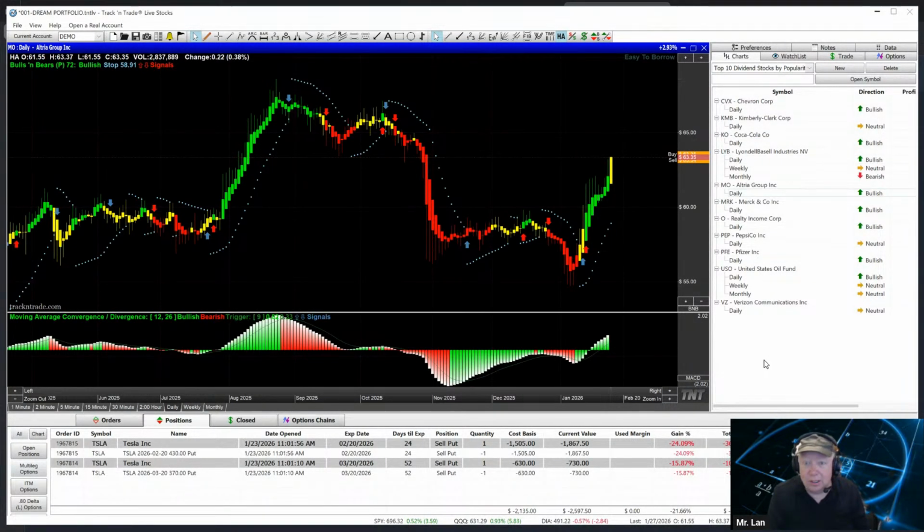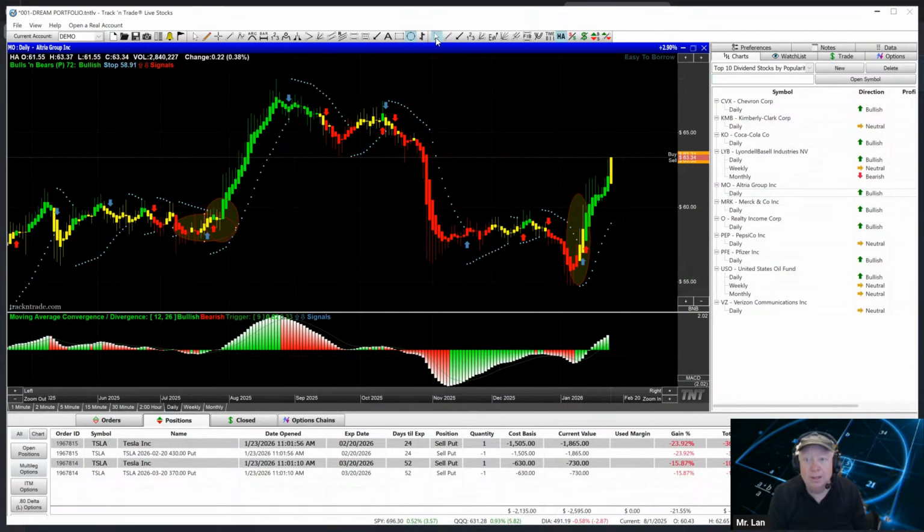MO, Altera. That's another one. Taking off, going to the moon right now. It's been down in here, right? Look at that. Red to yellow to green right there. There's your little buy signal. The accumulation zone. Look at that. Beautiful little zones of accumulation. There's red, yellow to green. That's what you're looking for with this indicator.